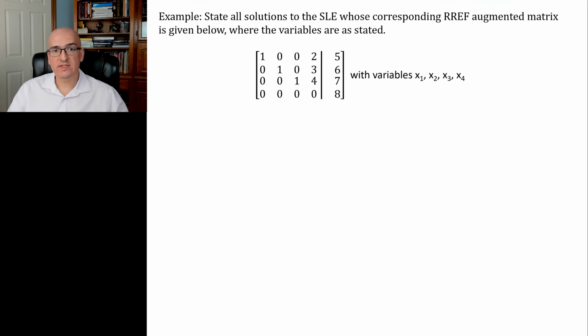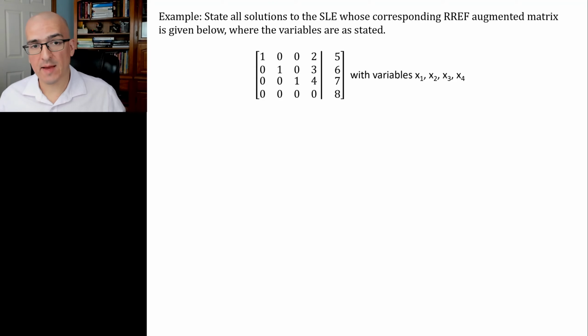We could start translating and say, well, first of all, that it is row reduced, but we could start translating and say that row 1 says that x1 plus 2x4 equals 5. So maybe we'll let x4, that column, equal t. Then x2 plus 3t is equal to 6, and then rearrange. And then x3 plus 4t is equal to 7, and then rearrange. But we don't have to do that. Look at the 4th row.